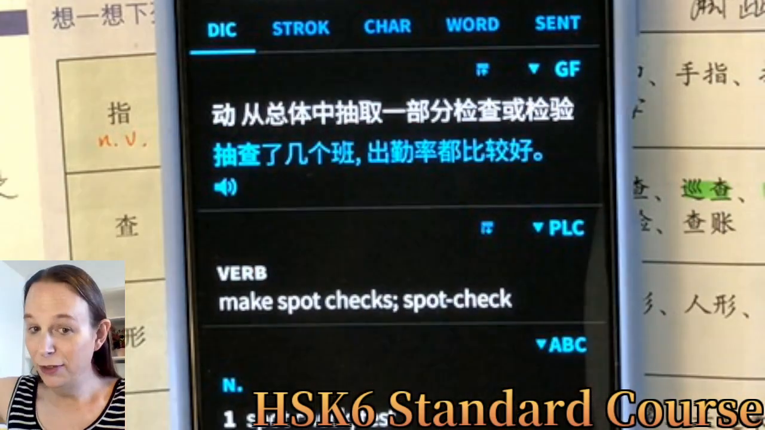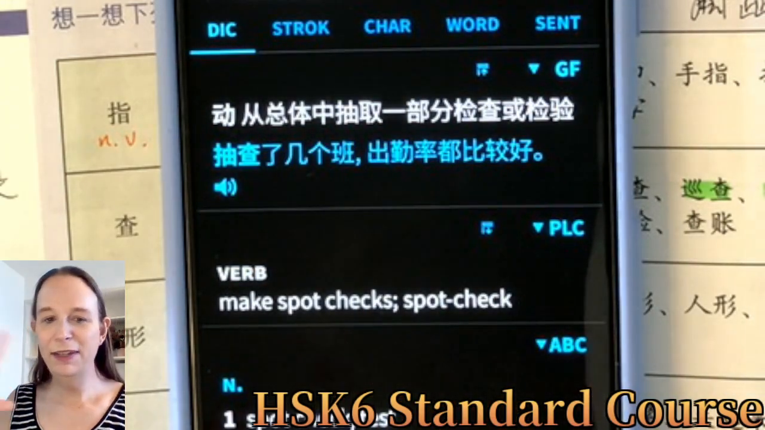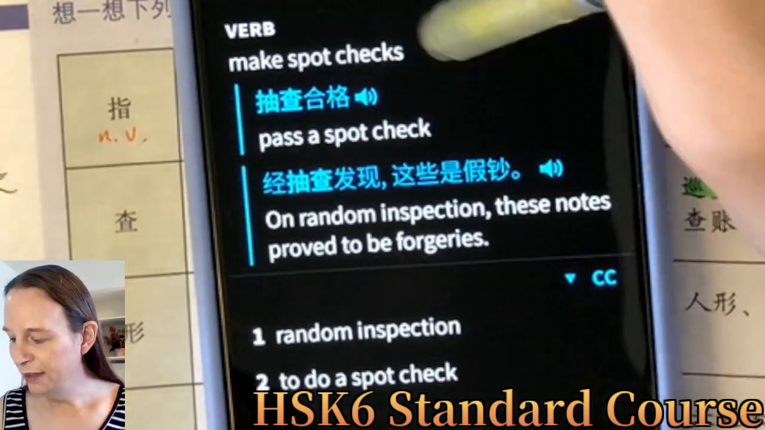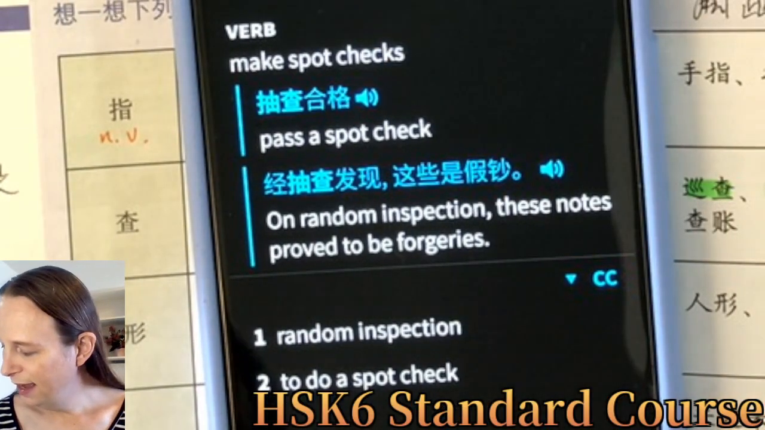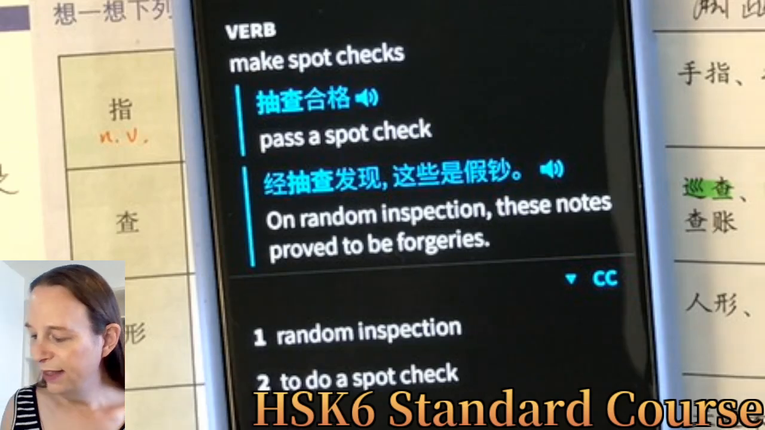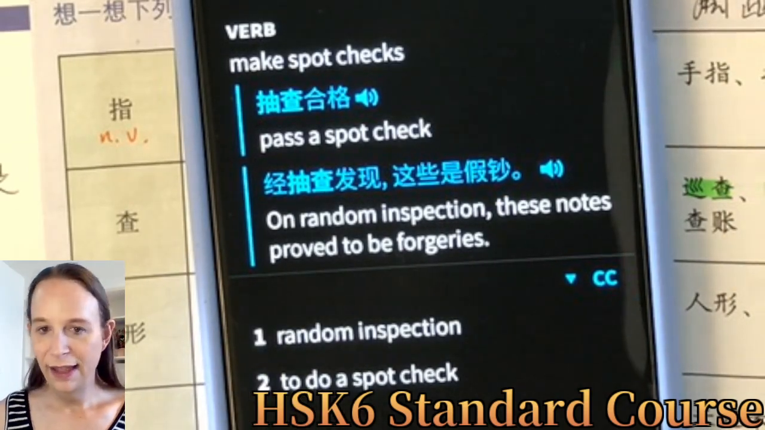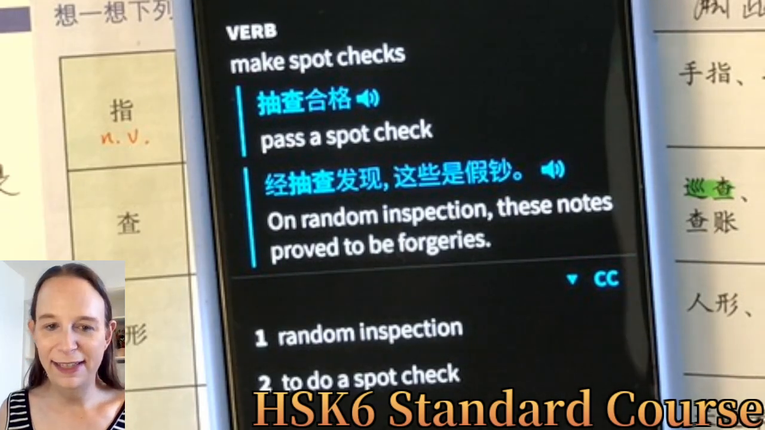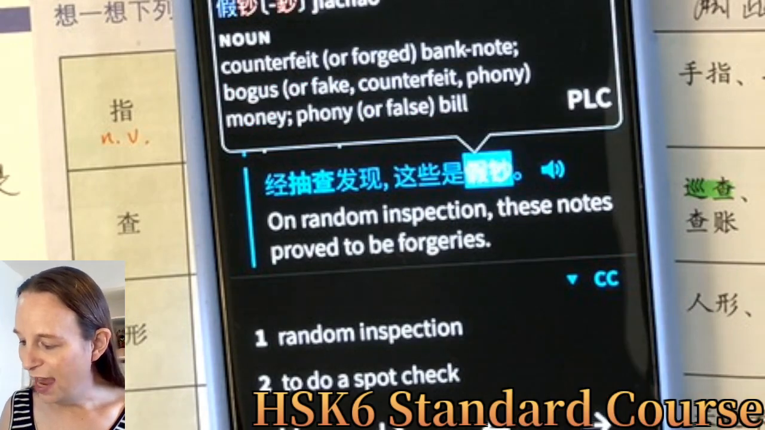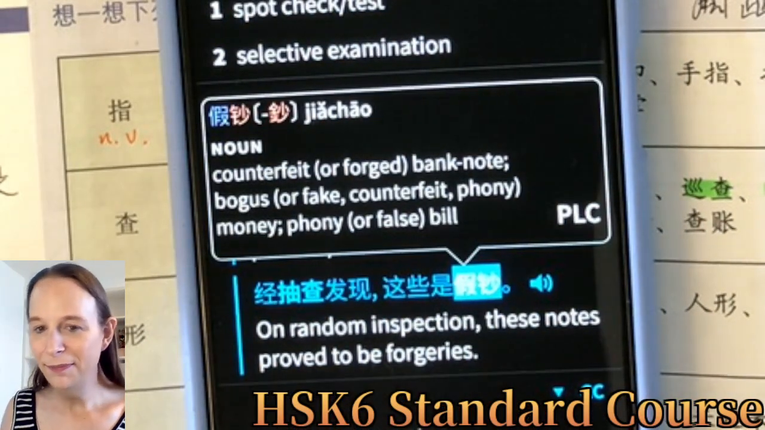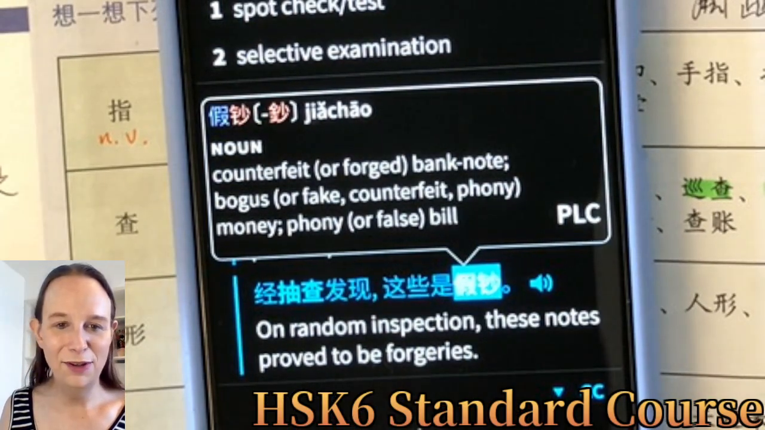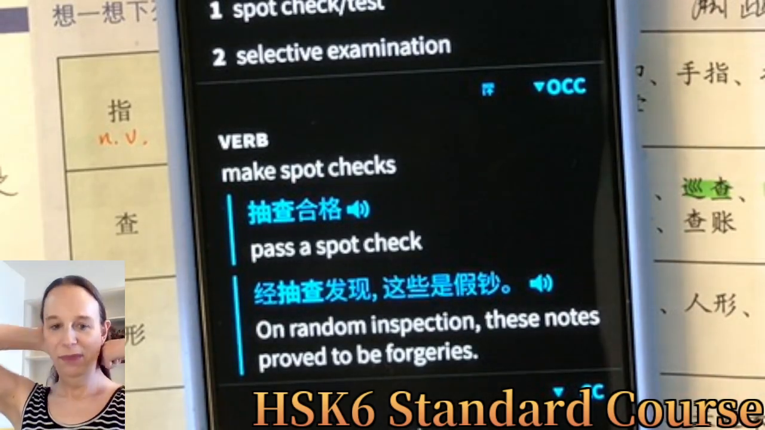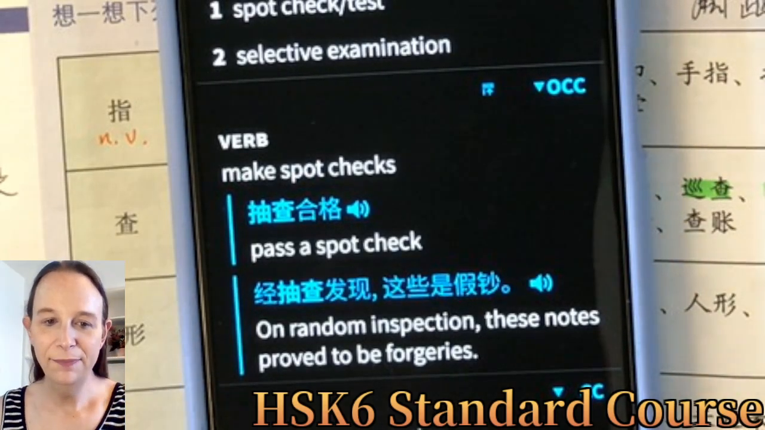So maybe there's 100 suitcases, too many for you to check, so maybe you choose 1 or 2 and like, oh yeah, no problems. 抽查合格, yeah, pass a spot check. 经抽查发现, so this 经 here is through the process of. 这些是假票. Okay, so 这些 is some unspecific thing. 假钞票. And 假钞 is fake notes or money. Yeah, so sometimes when you pay for things with cash, they check if it's a forgery.